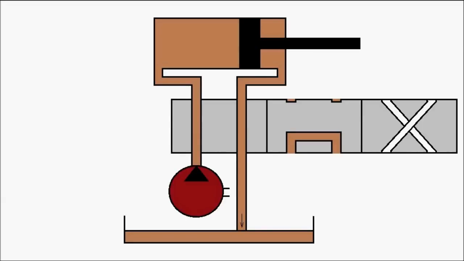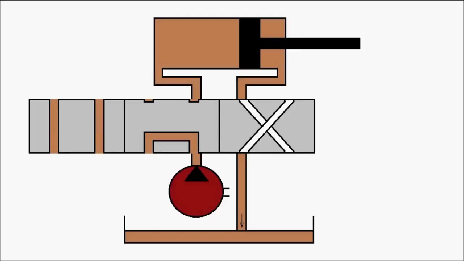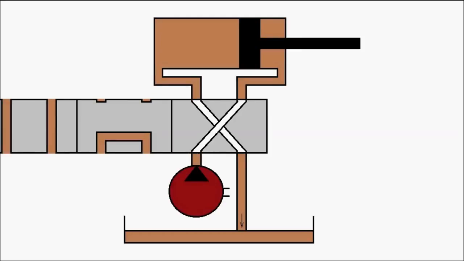Now let's see the other case. Now we are moving the direction control valve towards position 3. So that's position 3. Here the flow from the pump is getting reversed. You can see the flow is going towards the rod side of the hydraulic ram. Here you can see the arrow mark.